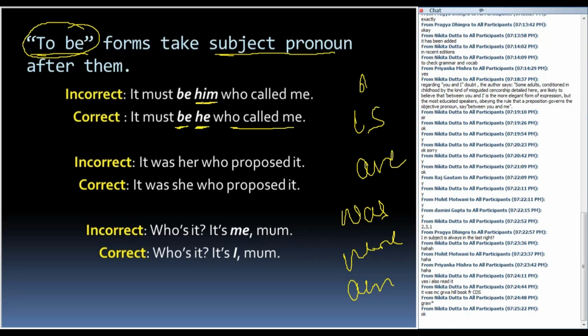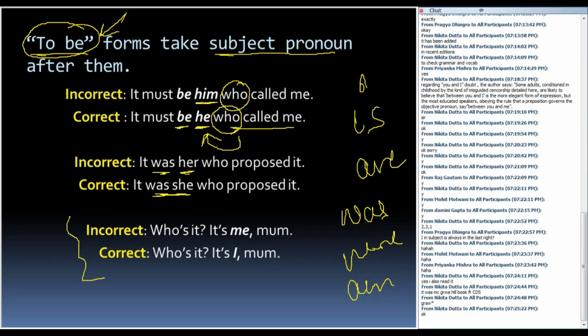Now, another very good way to know that you are using the to be form of the verb is that generally in these sentences, the word who will be there. When you see the word who, then you know that you have to use the subjective case. So, it was her who proposed it. Wrong again, this is wrong. Why is it wrong? Because was is the to be form of the verb. So, what will you say? It was she who proposed it.